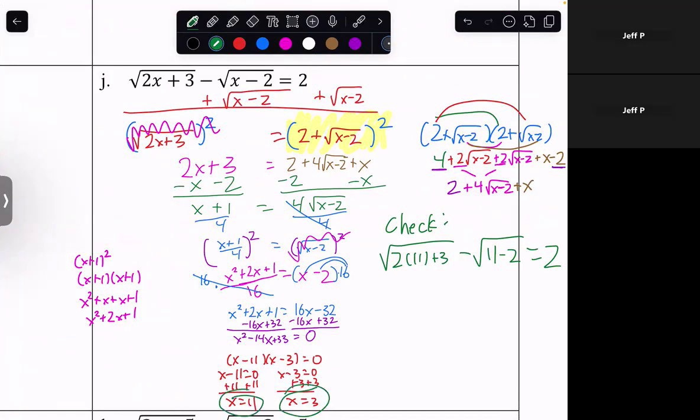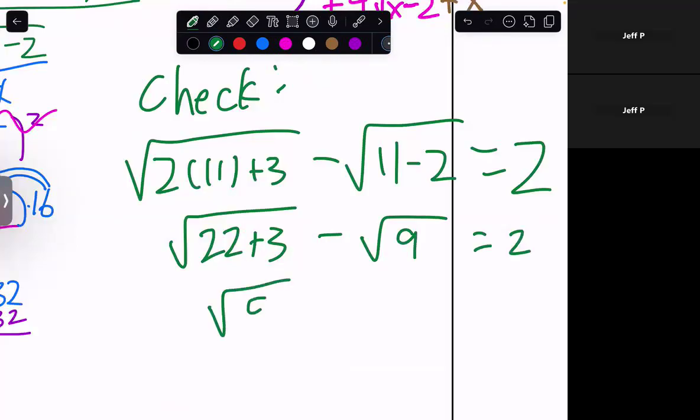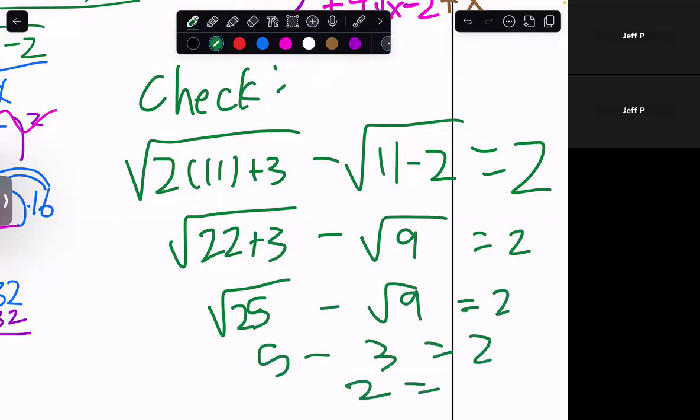So let's see if 11 is actually an answer. 2 times 11 is 22, plus 3. 11 minus 2 is 9. 22 plus 3 is 25. 5 minus 3 is 2. So it looks like 11 actually is an answer.